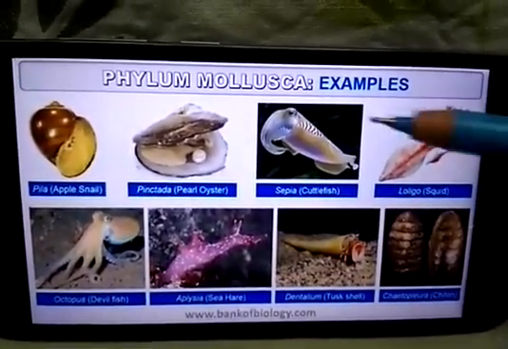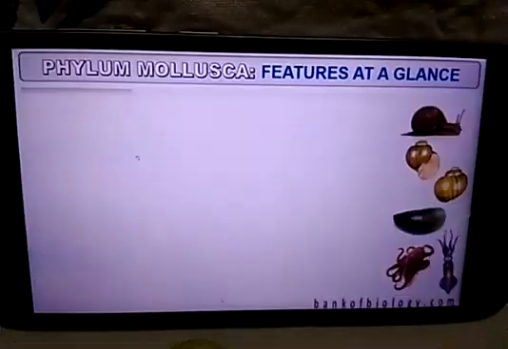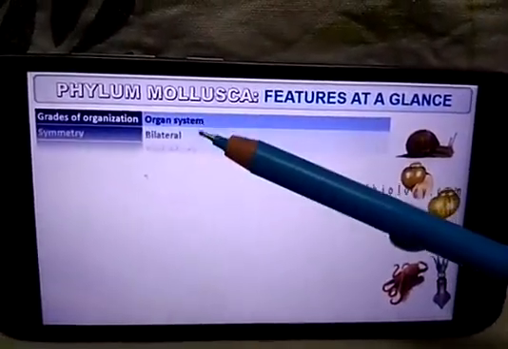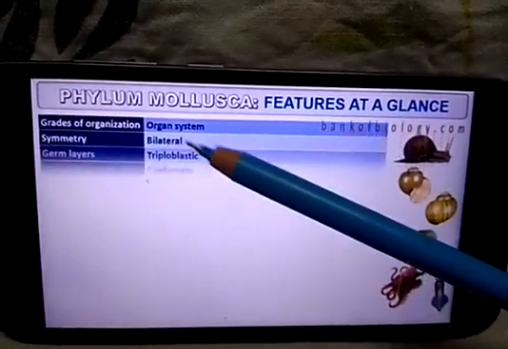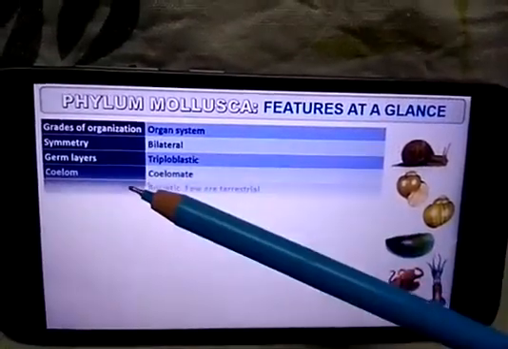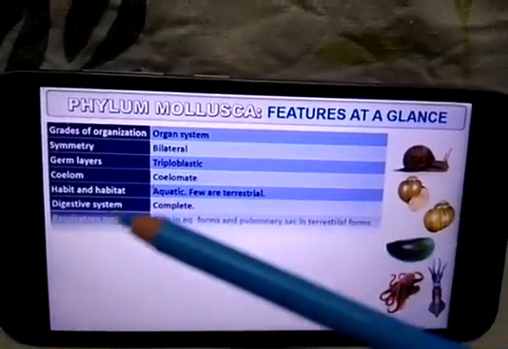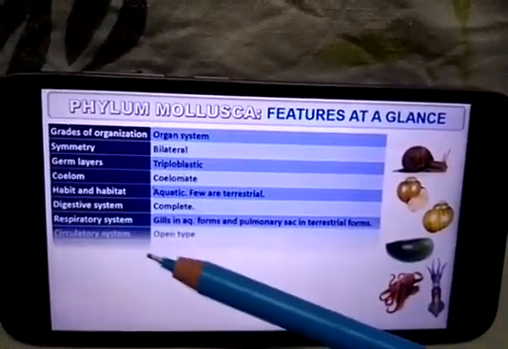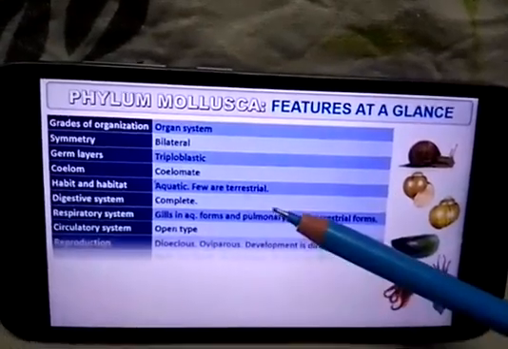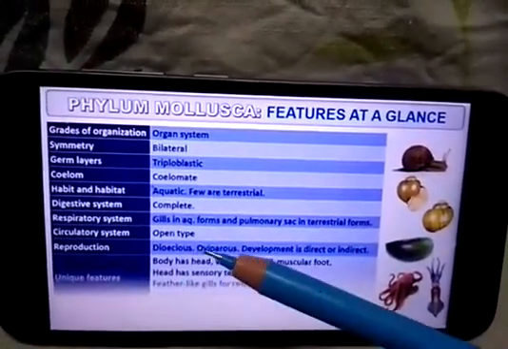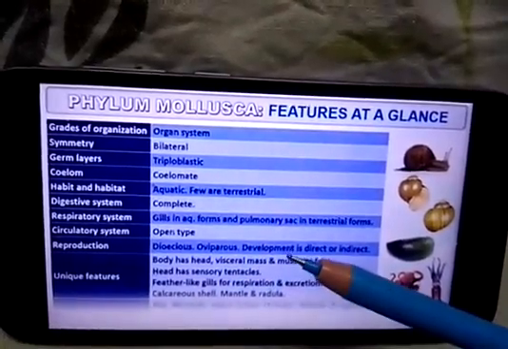Phylum Mollusca. Examples: grade of organization, organ system; symmetry, bilateral; germ layers, triploblastic; coelom, coelomate; habit and habitat, aquatic, fluid, terrestrial; digestive system, complete; respiratory system, gills and pulmonary sac; circulatory system, open type; reproduction, oviparous, with direct or indirect development.